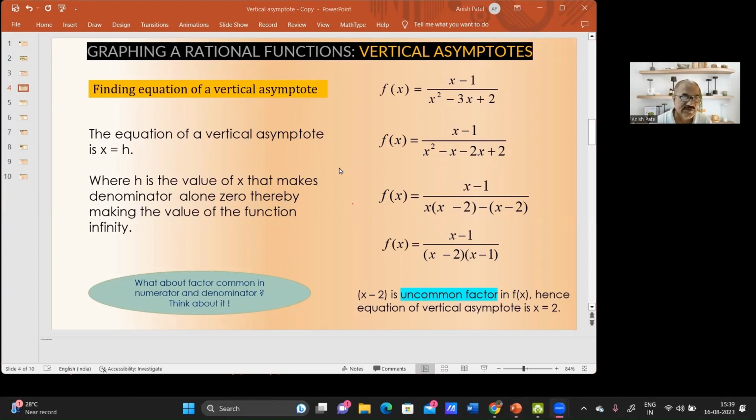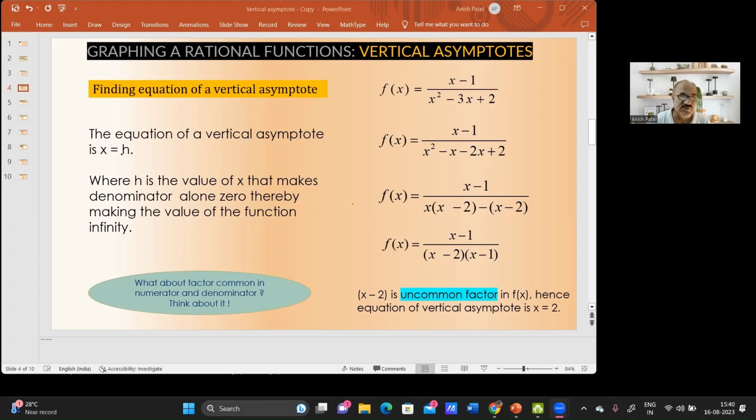So what's a vertical asymptote? It will be a vertical line, of course, which meets the curve somewhere around infinity, right? So if it's a vertical line, what will be its equation? It can be typed in the chat also. Yes, x is equal to a constant, right? So let that constant be h. So what will be h?